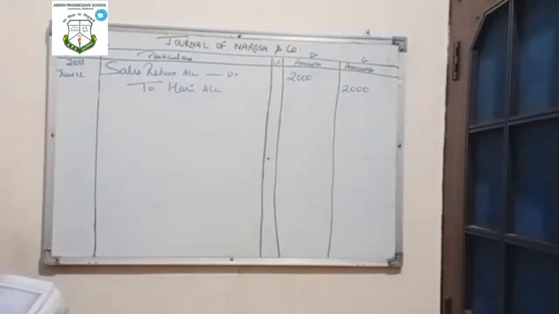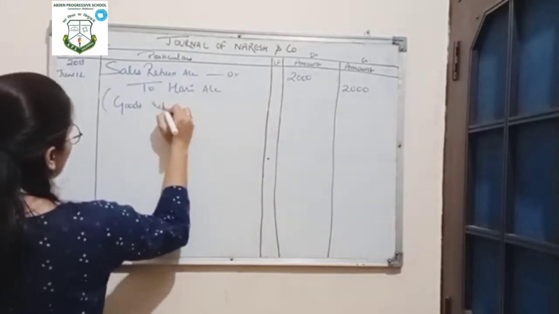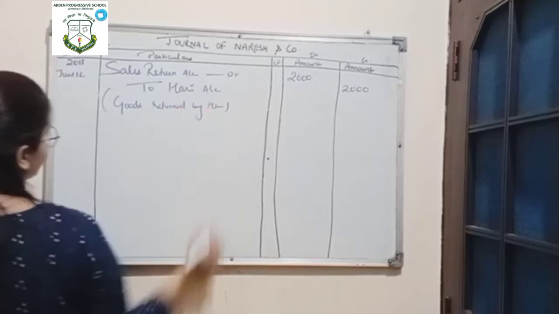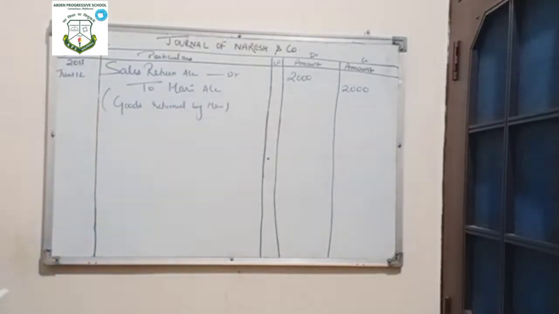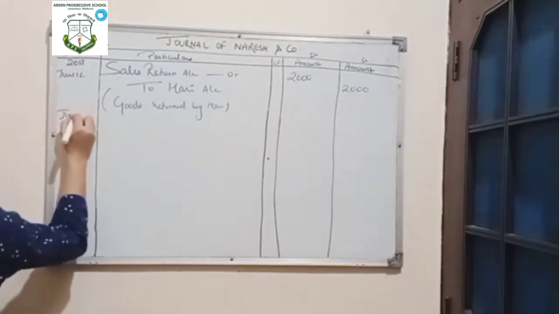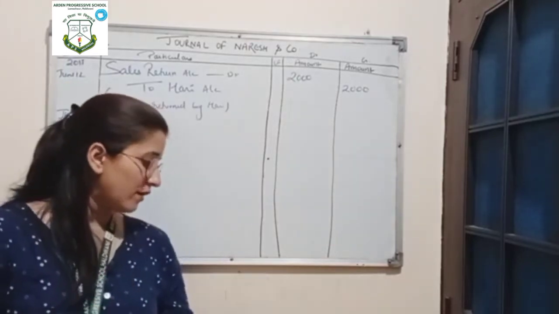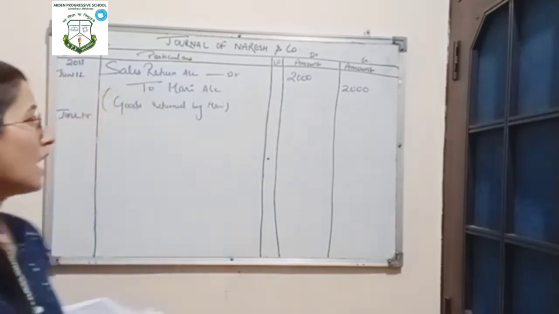A narration for this entry will be goods returned by Hari. Next transaction is on 14th June. June 14th. Received cash from Harish 27,500 in full settlement of his account.